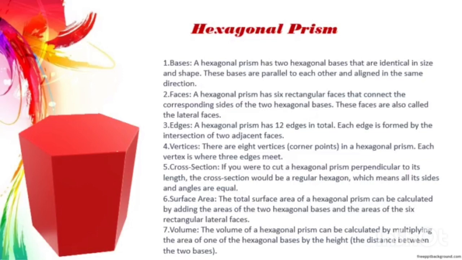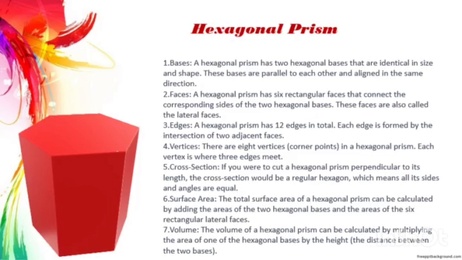Edges. A hexagonal prism has 12 edges in total. Each edge is formed by the intersection of 2 adjacent faces. Vertices. There are 8 vertices, corner points, in a hexagonal prism. Each vertex is where 3 edges meet. Cross-section. If you were to cut a hexagonal prism perpendicular to its length, the cross-section would be a regular hexagon, which means all its sides and angles are equal.